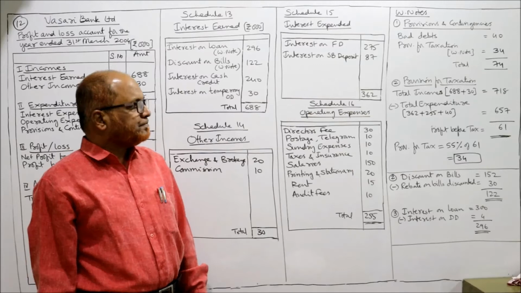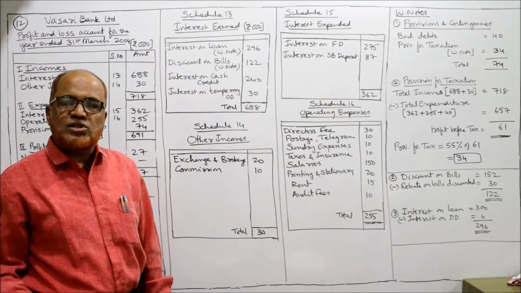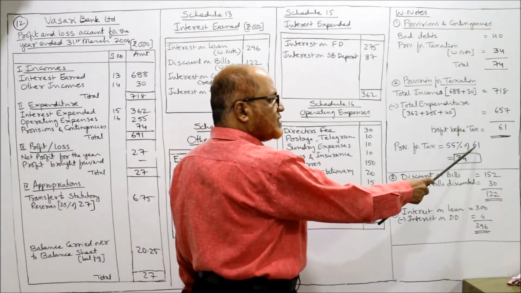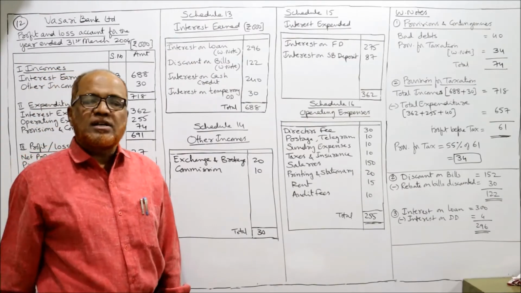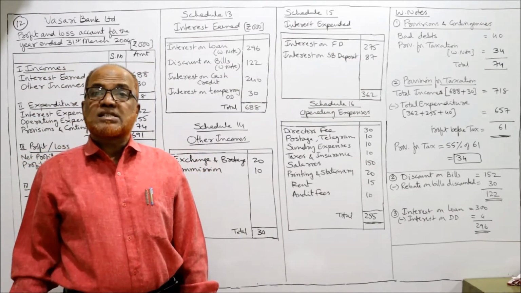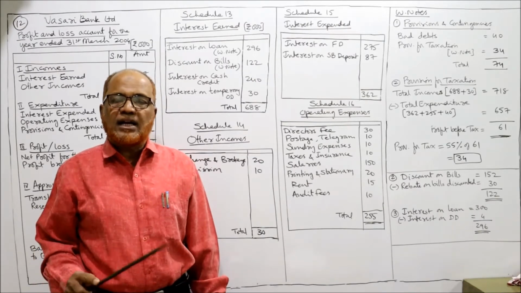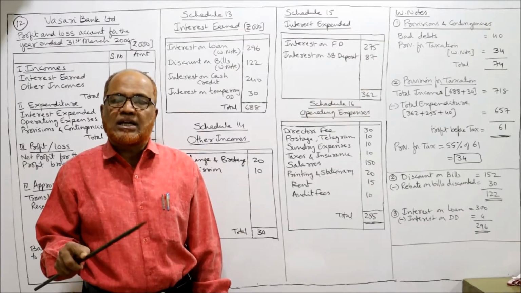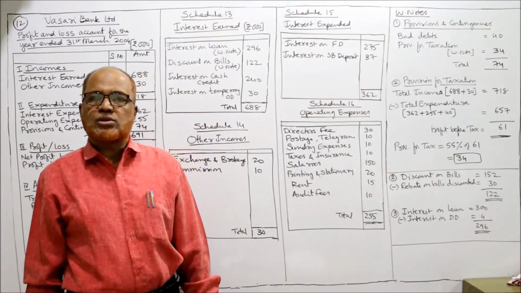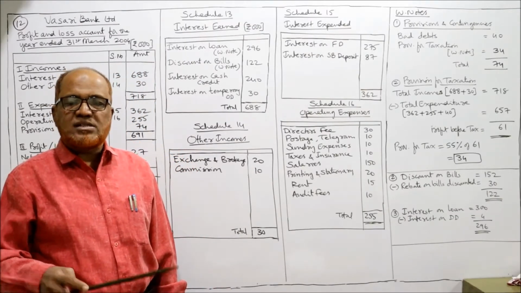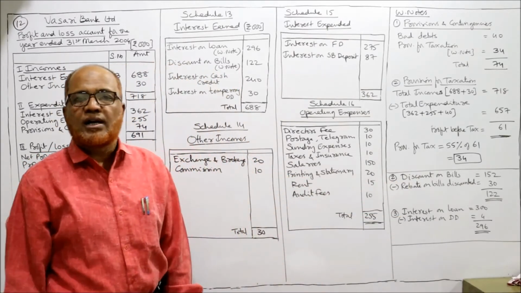Now it is saying that provision for taxation is 55%, so 55% on profit before tax. 55% of 61 is 33.55 something. But in the problem it is given that it should be rounded off to the nearest 1000. So we are getting 33.55, that means 33,550. So what is the nearest 1000? 34,000. 33.55 is nearest to 34,000. So I have taken 34 as the provision for taxation.